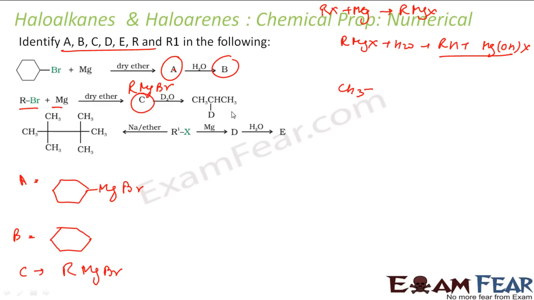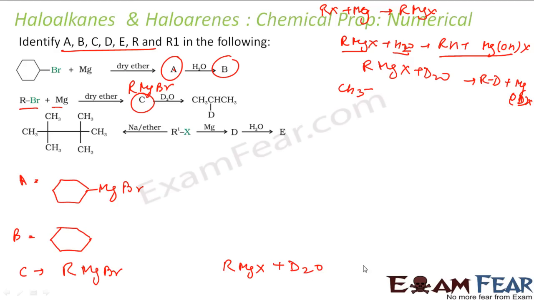As I told, RMgX will react with water to give RH plus MgOH. So RMgX, when it reacts with D2O, will give you RD plus MgODX. To be read clearly, RMgX when reacting with D2O should give RD plus MgODX. Correct?